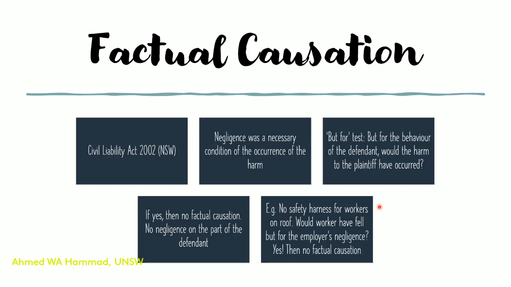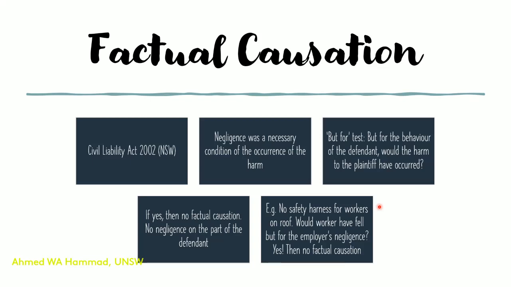Let's assume that there was a worker that wasn't wearing their safety harness while working on a roof, and the worker then fell. So that event, the worker falling down and injuring themselves, was it due to the employer's negligence? The question that the courts would ask when they want to determine factual causation is, but for the behavior of the employer, would the harm to the worker have occurred? And if the answer is yes, then there is no factual causation. Why would the answer be yes in this case?